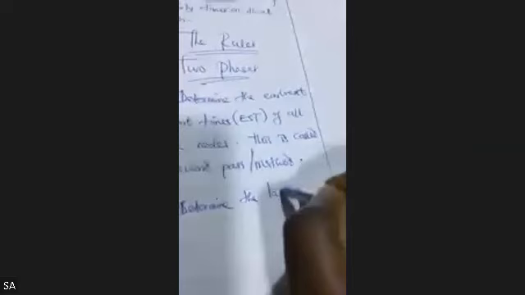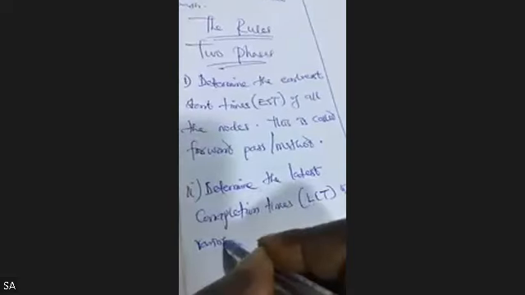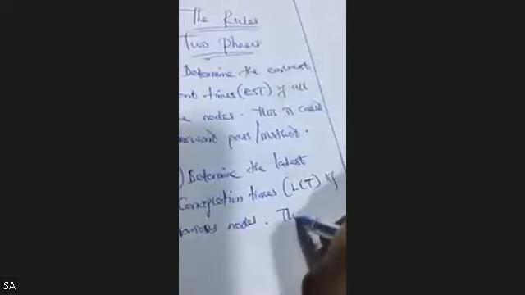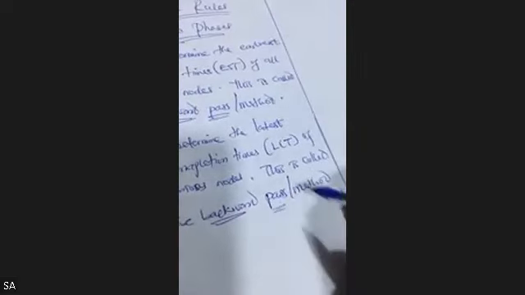Number two, you determine the latest completion times, LCT, of various nodes. This is called the backward pass. So class, take note of that.